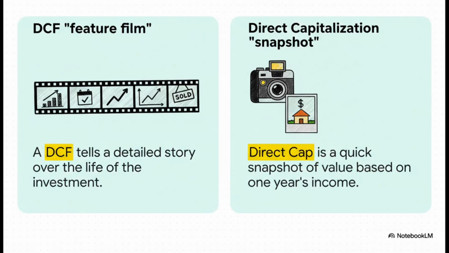Yeah, that simpler method we're talking about is often called direct capitalization. And this slide nails the difference perfectly. Think of direct cap as a quick snapshot. It's a valuation based on just 1 year of income. It's fast, it's useful. But a DCF, that's the full feature film. It tells a much more detailed story over the entire life of the investment.